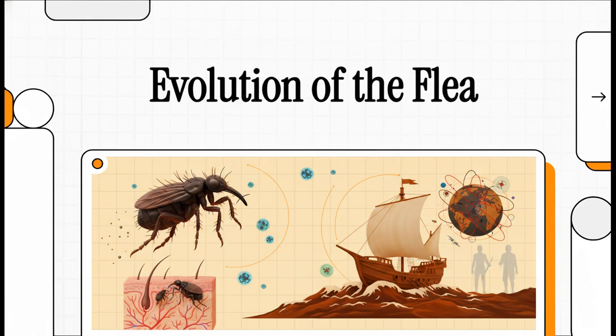Welcome to today's Explainer. We're jumping right into one of history's absolute most terrifying biological marvels. It's a creature that has literally dictated the rise and fall of entire human populations, and yet you can barely even see it with the naked eye. Yep, we're talking about the flea.